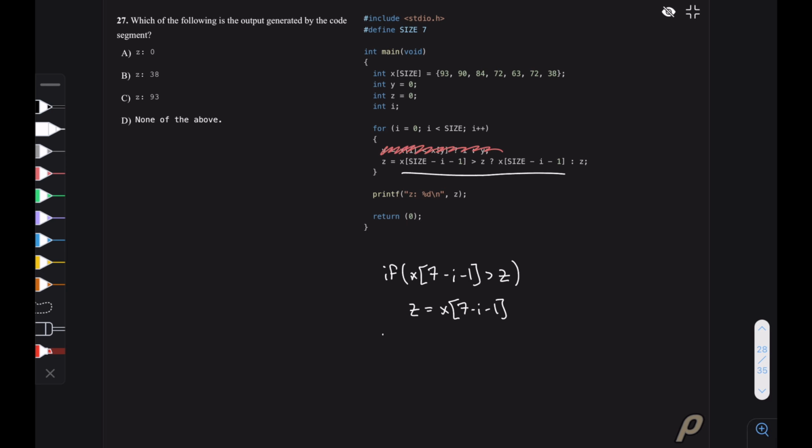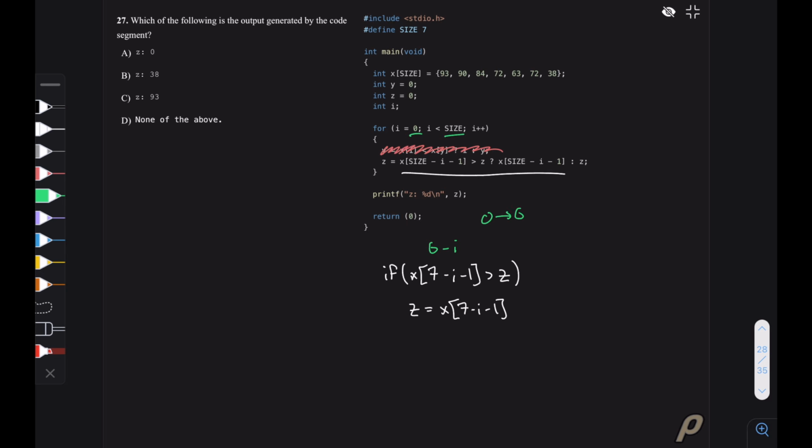Otherwise z remains z. But that's trivial, so we don't really need to conclude that, as it's not super important to exactly what we're doing. So this is doing something very similar to what we were just talking about before. So if we track through, this is just going to be 6 minus I, right? And we're going from 0 to 6.